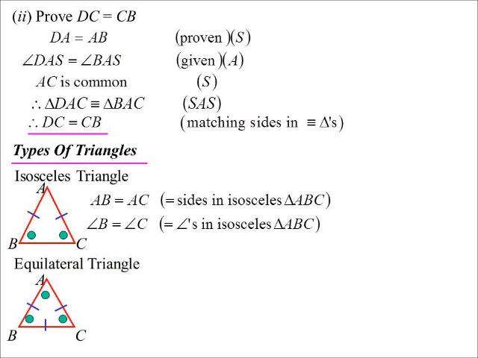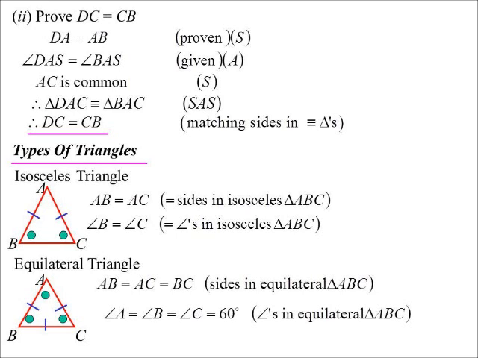In an equilateral triangle, all three are equal. I don't have to say equal sides in an equilateral triangle, because they're all equal. So I just say they're sides in an equilateral triangle. Similarly with an angle, and of course they're all equal to 60 degrees.